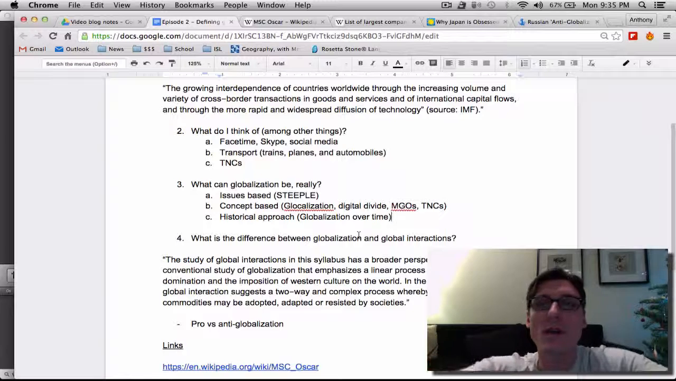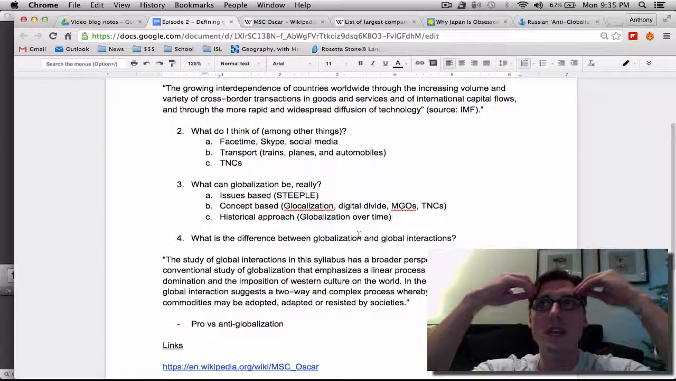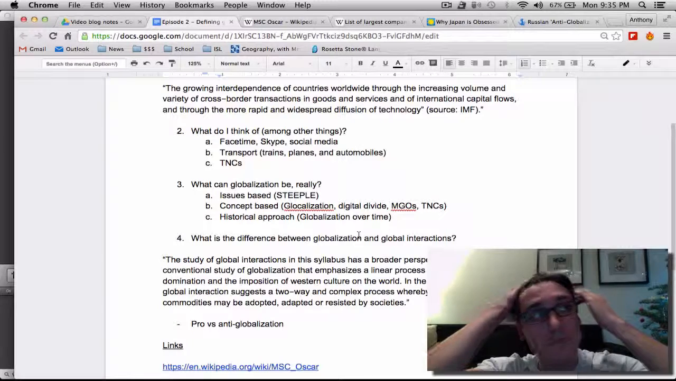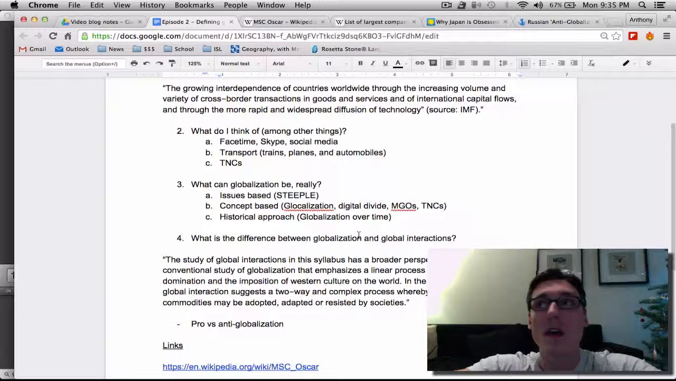If you want to read about globalization, there is an insane amount of information out there if you're really interested in this stuff. Someone that I would particularly suggest is Joseph Stiglitz. He writes some pretty interesting things on pro versus anti-globalization movements and so on and so forth.